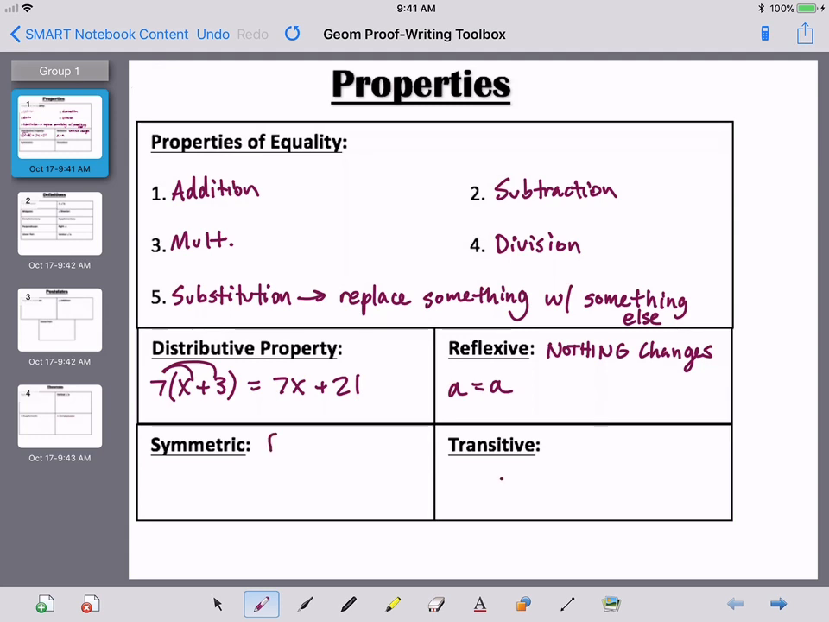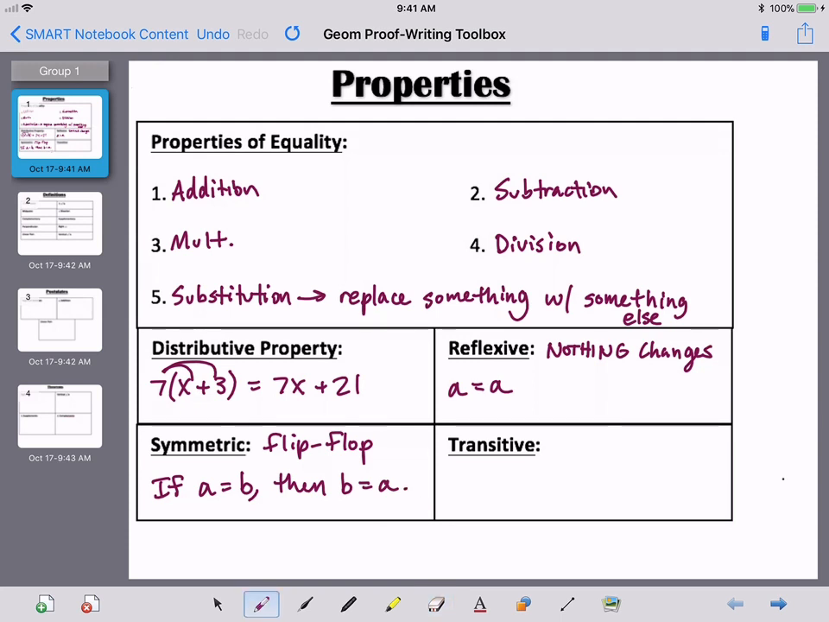The symmetric property is sometimes, you're going to hear me say flip-flop property. What that looks like is if you have some A equal to B, then you can flip-flop those and say B is equal to A. So that is what the symmetric property looks like.